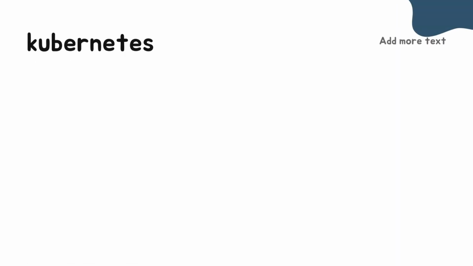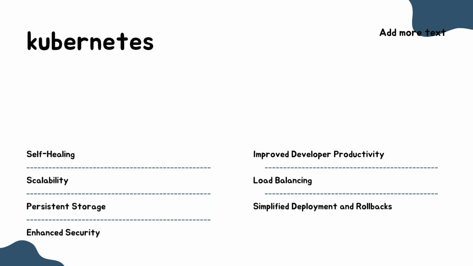So the first benefit is scalability. The next ones are self-healing, load balancing, persistent storage, simplified deployment and rollbacks, multi-cloud and hybrid cloud support, and resource efficiency. It also improves developer productivity as well. Let's discuss each of these points in detail.